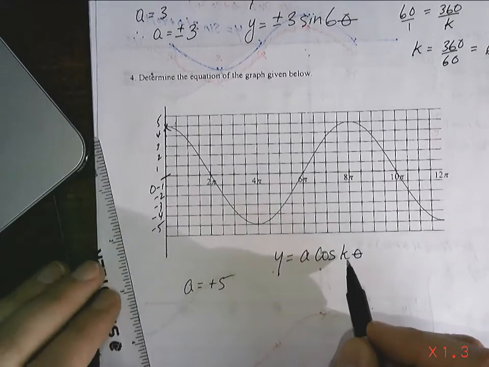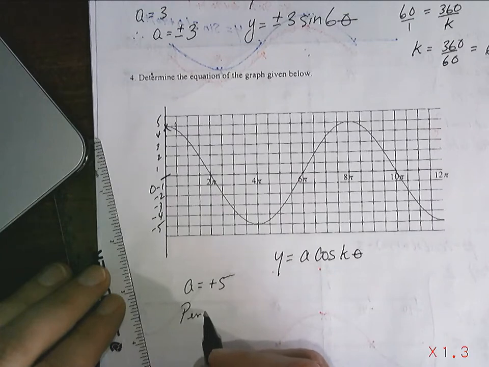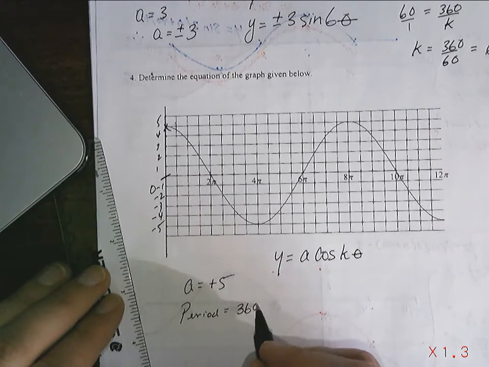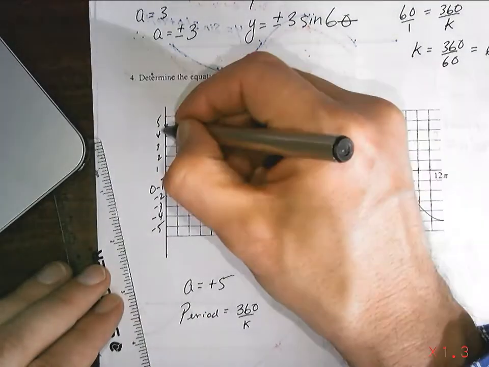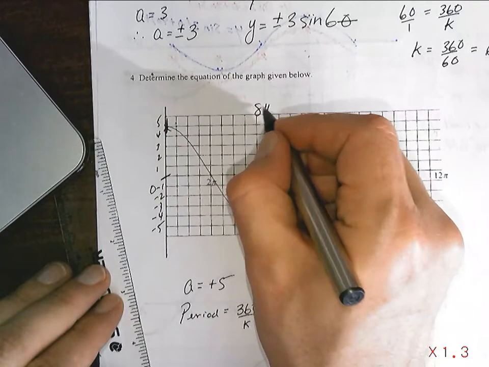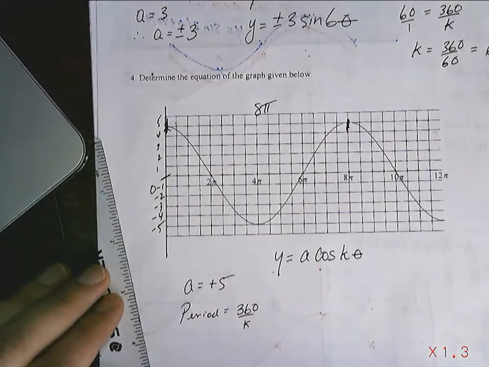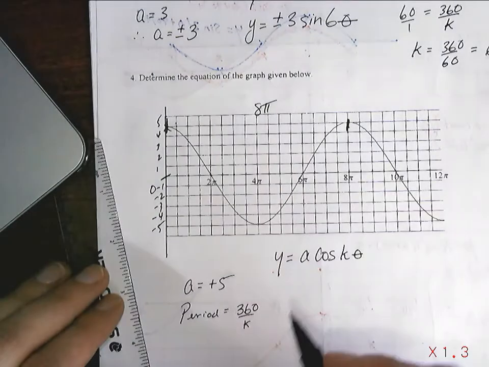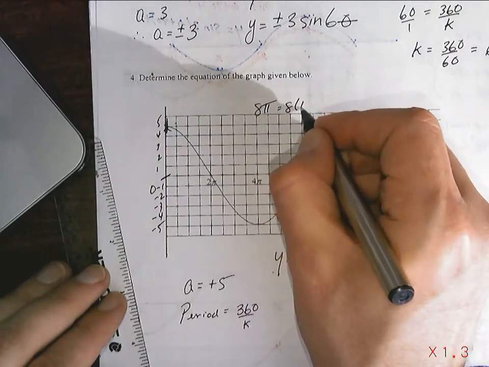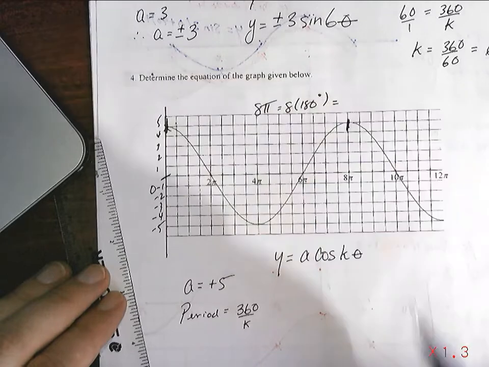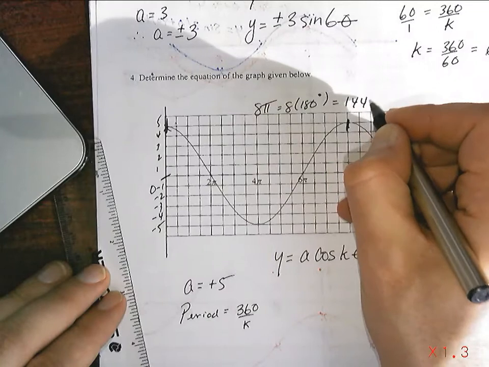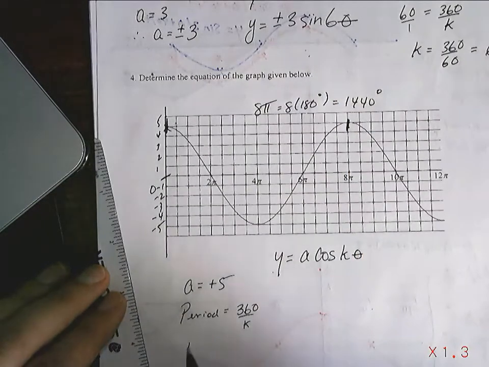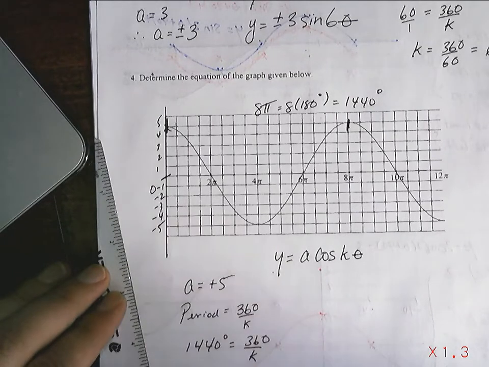And the K value, well, I need to know its period. Its period is equal to 360 divided by K. So I read its period off this graph, and its period seems to be 8 pi. And we know what that means, right? That's 8 times 180 degrees. Can someone help me with that? Thanks. So that means that it's 1,440 degrees equals 360 divided by K.